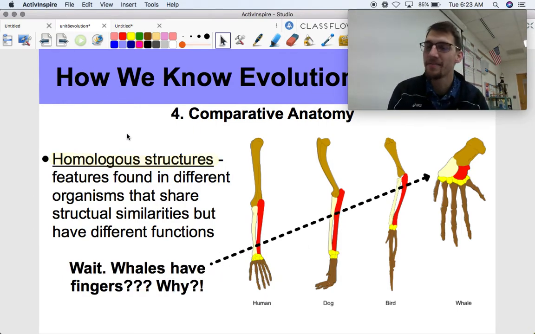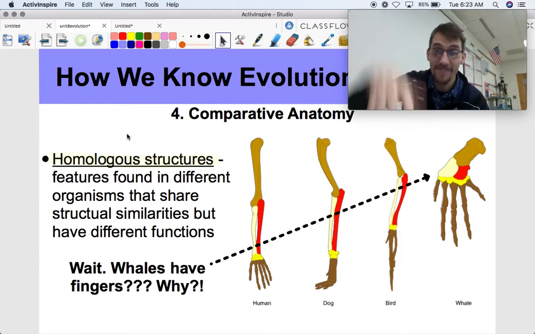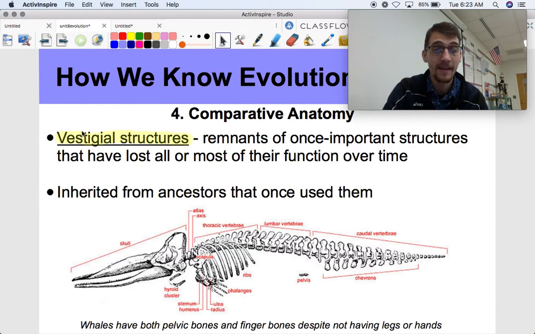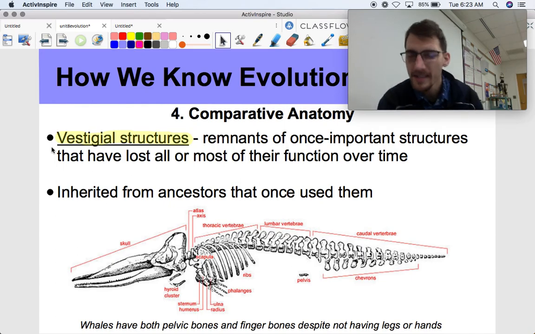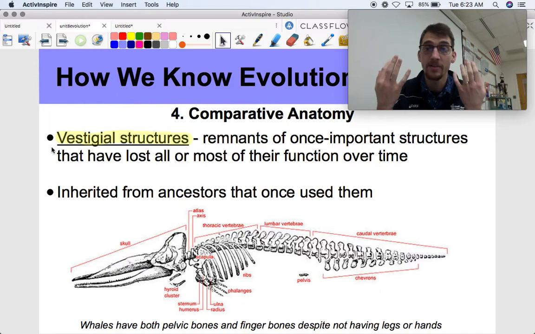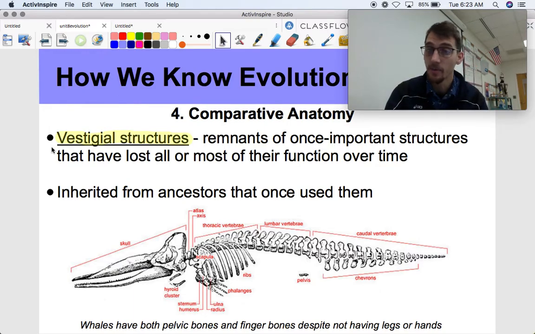And something that you may have noticed before, that, yeah, whales actually have fingers. Okay, why do whales have fingers? Well, they are what we call vestigial structures, and this is the other term that I'd like you to know about comparative anatomy. They are remnants of once important structures that have lost all or most of their function over time, and they are inherited from ancestors that once used them. So that's right, whales have fingers, suggesting that, well, the ancestor of whale species and dolphin species walked on land, and they actually had a purpose for having those fingers. They used them on land to walk around.